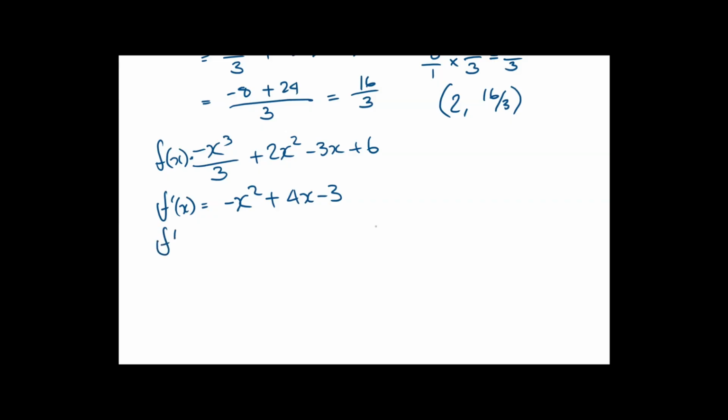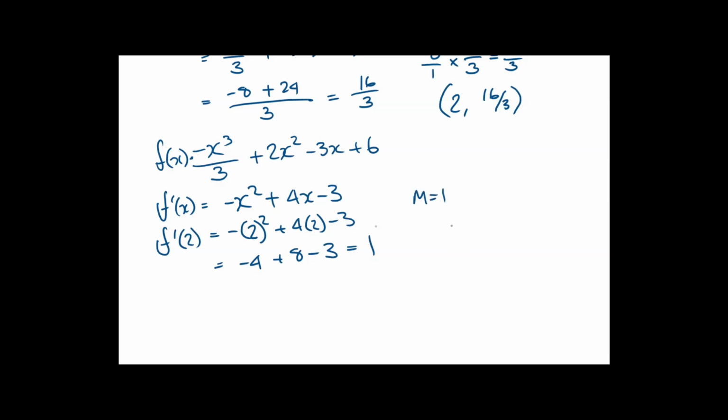And I'm going to put in 2 in this case. So minus 2 squared plus 4 times 2 minus 3. So that's going to be minus 4 plus 8 minus 3, and that's going to be equal to 1. So the gradient is 1.